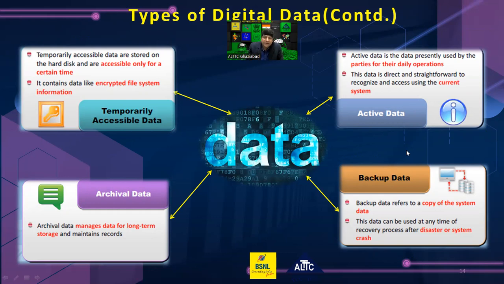Now, active data. Active data is the data presently used by the parties for their daily operation. This data is direct and straightforward to recognize and access using the current system. Archival data is managed for long-term storage and maintaining records. Backup data refers to a copy of the system data. This data can be used at any time in the recovery process after a disaster or system crash.